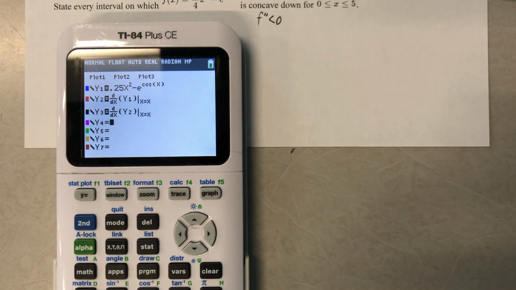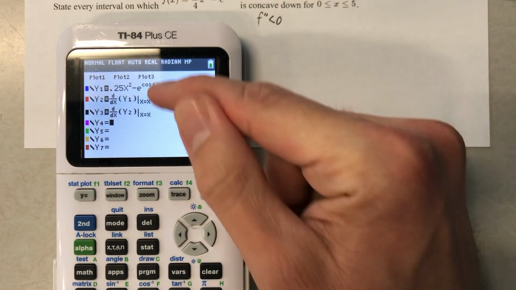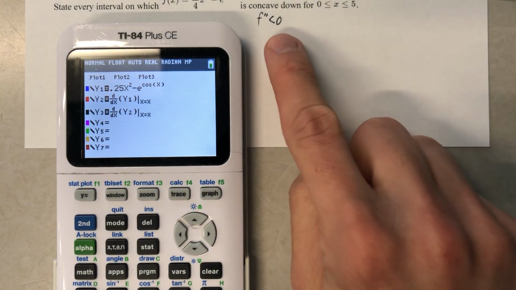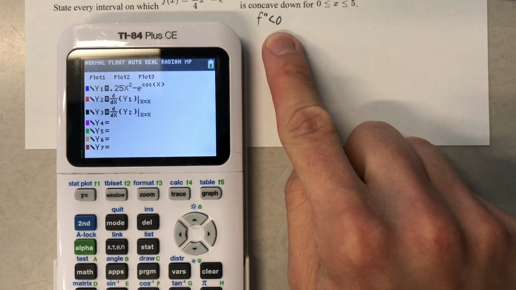If you graphed this, first of all, it may not show up everything you need. Second of all, it's going to show all 3 graphs. It's going to show your original function, your derivative, your second derivative. I don't want all that. That is too much. I want the second derivative. That's all I want. I want to know where the second derivative is negative, below the x-axis.